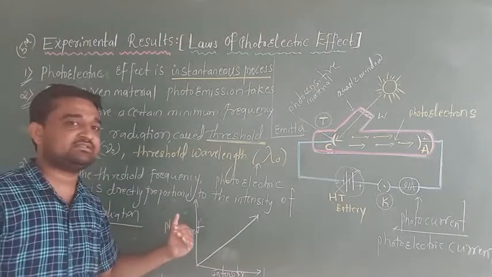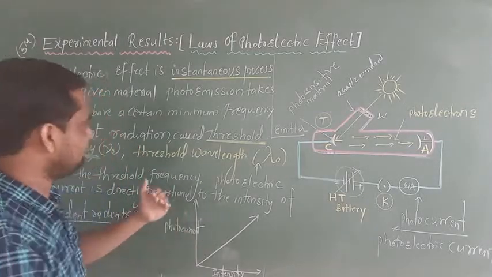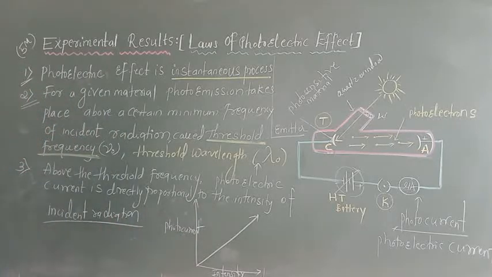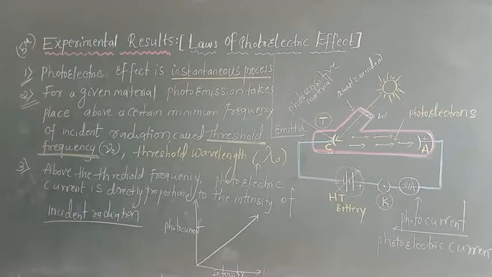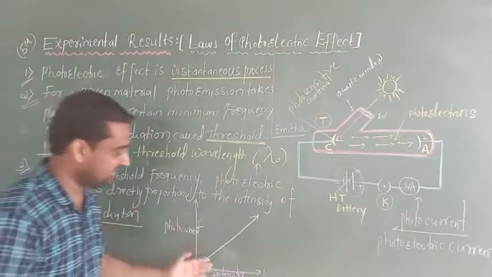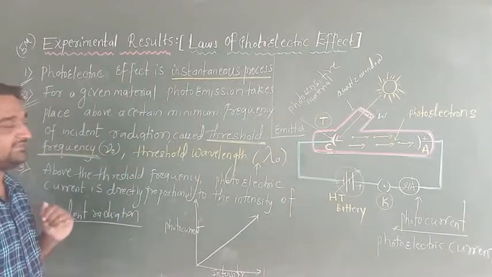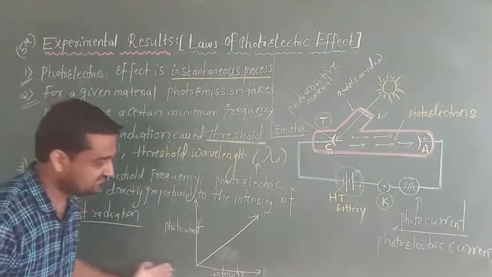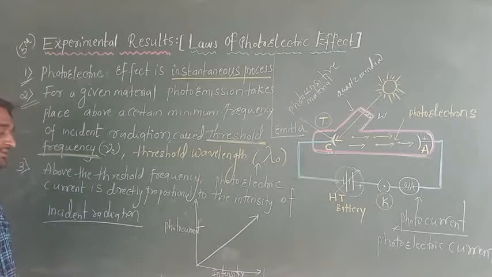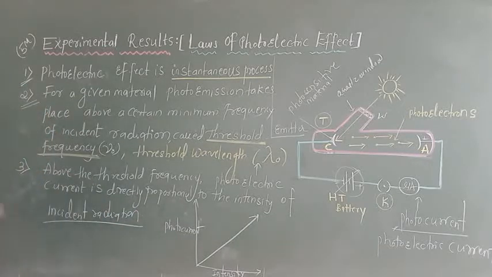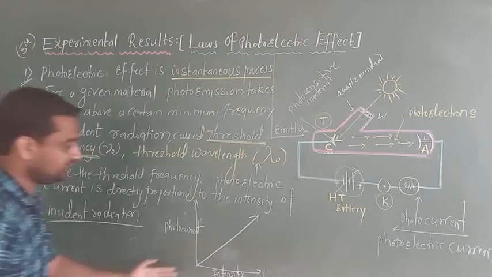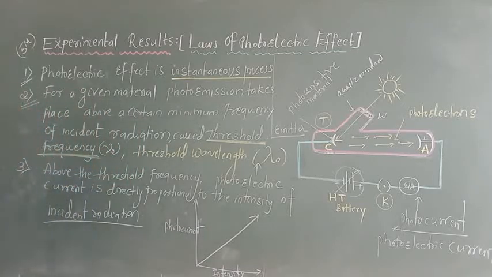As the wavelength increases, the energy decreases; as the wavelength decreases, energy increases. So next, third one, above the threshold frequency, the photoelectric current is directly proportional to what? Intensity of incident radiation. When the intensity of incident radiation is increased, the photocurrent goes on increasing. So photoelectric current goes on increasing if we increase the intensity of incident radiation.